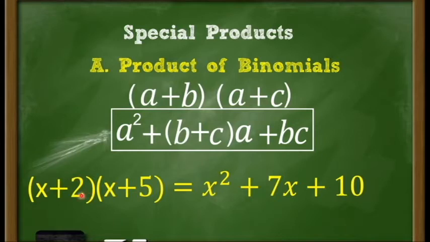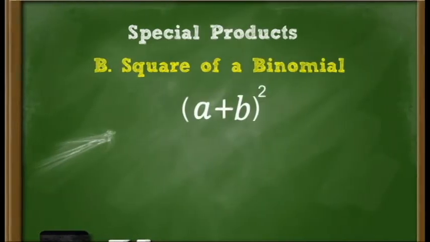And our last term is the product of b and c. So we have b as 2 and c as 5. So the product of 2 and 5 is 10. So that will give you 10. So the answer is x squared plus 7x plus 10, having the same result when we use the FOIL method. So that's it for the first pattern.